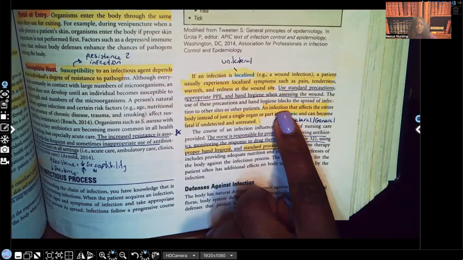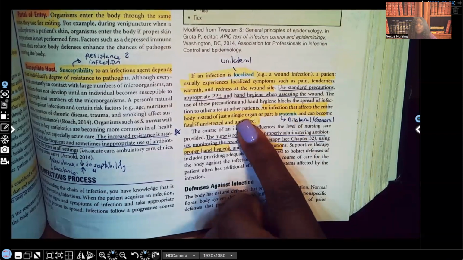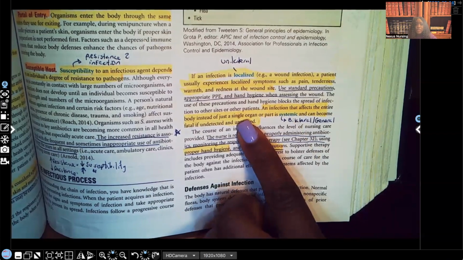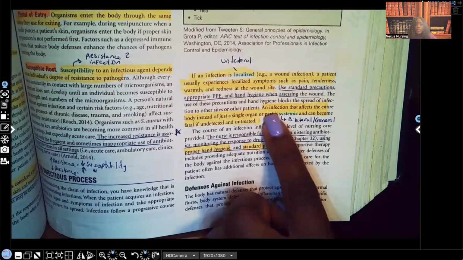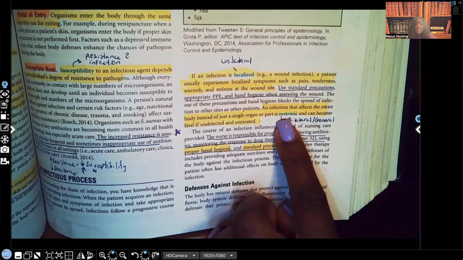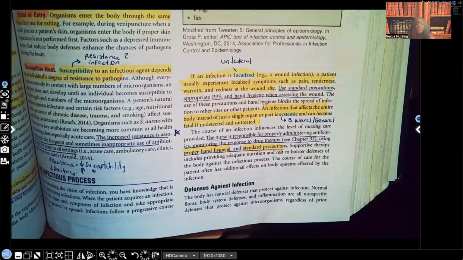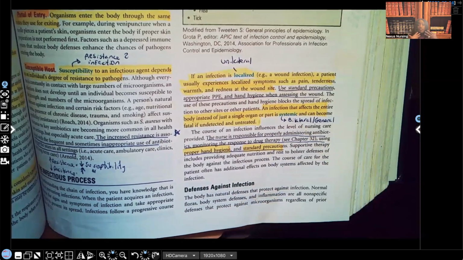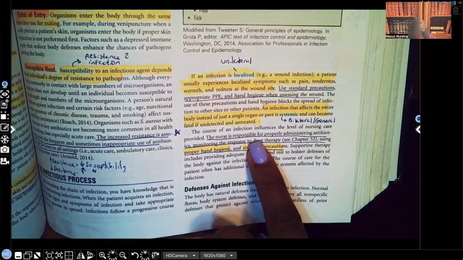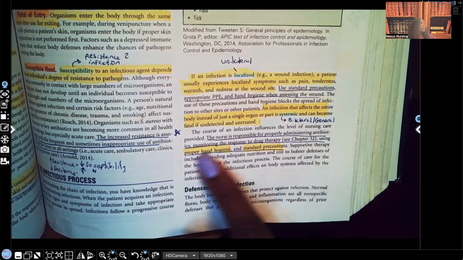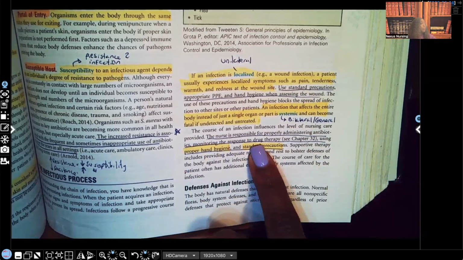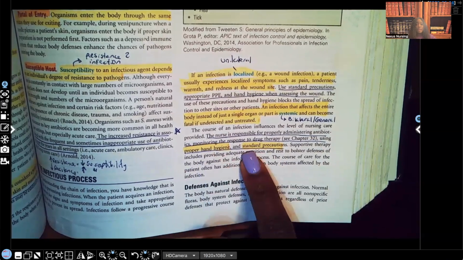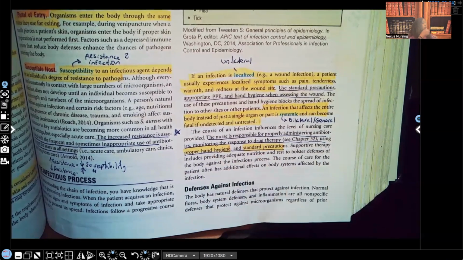An infection that affects the entire body instead of just a single organ, like instead of just the skin or one area, this is what's known as systemic, and that can be fatal. It can be deadly if it's undetected and untreated. And look what I wrote down here for systemic. Bilateral, the patient will have general symptoms. They'll feel it all over on both sides of the body. Let's keep going. The nurse is responsible for properly administering antibiotics, monitoring the response to drug therapy, using hand hygiene, and standard precautions. Let's move on.